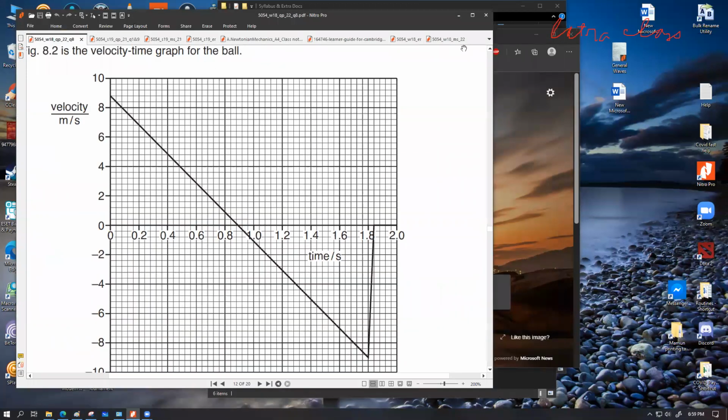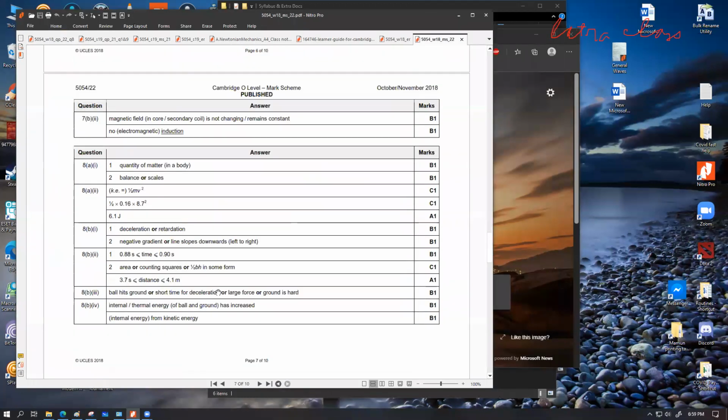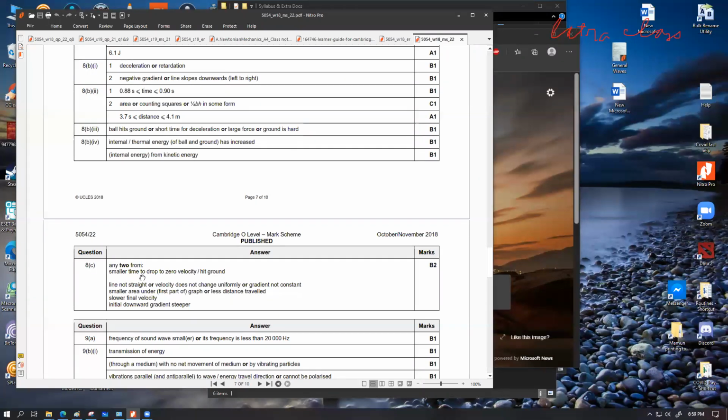আচ্ছা এই মার্কিং পয়েন্টগুলো আমরা একটু দেখি। মার্কিং কি বলছে? Any two forms, smaller time to drop to zero velocity or heat ground. লাইন নট স্ট্রেট অর ভেলোসিটি ডাজ নট চেঞ্জ ইউনিফর্মলি অর গেইন নট কনস্ট্যান্ট, এই সবগুলো কথা হচ্ছে অর দিয়ে। এইগুলো সব, এই কথাগুলা এইখানকার দুইটা লাইন লিখলে তুমি 2 মার্ক পাবা না, এই কথাগুলো সবগুলো মিউচুয়ালি এক্সক্লুসিভ। বুঝতেছো কি বলছি? You cannot write line not straight and velocity does not change uniformly. দুটো জিনিস একসাথে লিখে 2 মার্ক পাবা না, because they both mean basically the same physical property. So you have to write any of the horizontal lines individually.